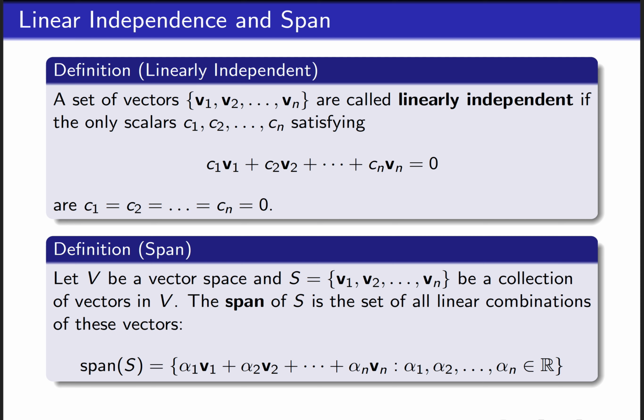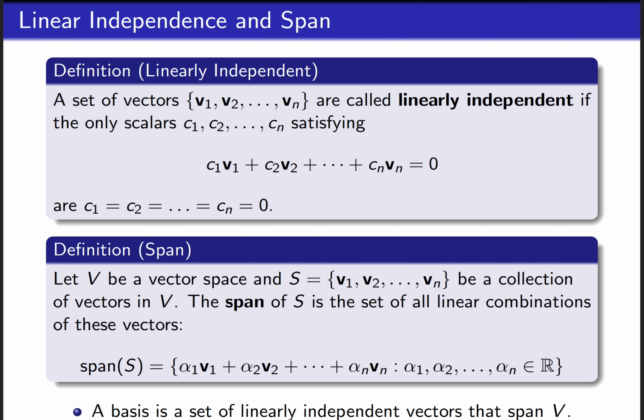Next, we have the idea of a span of a set of vectors. And the span of a set of vectors is all the vectors that can be created by a linear combination of those vectors. And with these definitions, we come to the usual idea of a basis, which is a set of vectors that is both linearly independent and spans the vector space V.